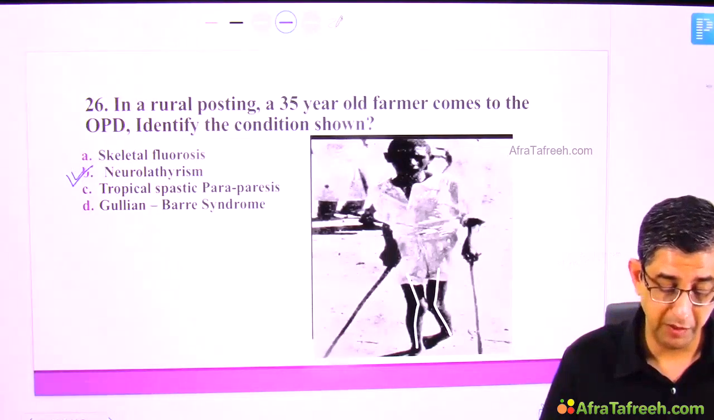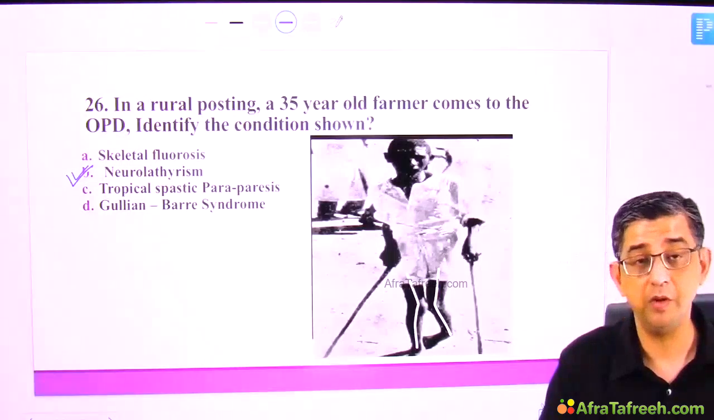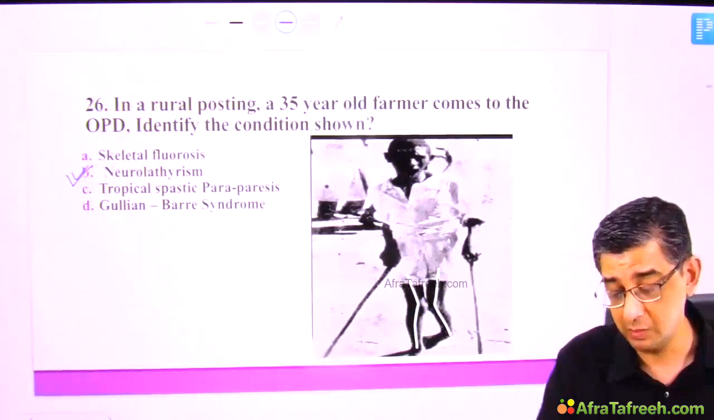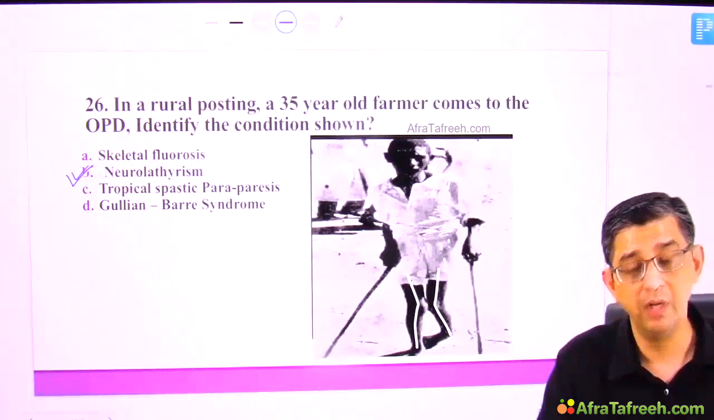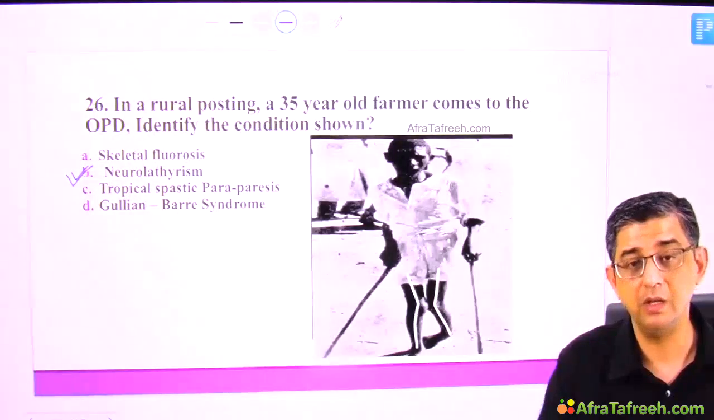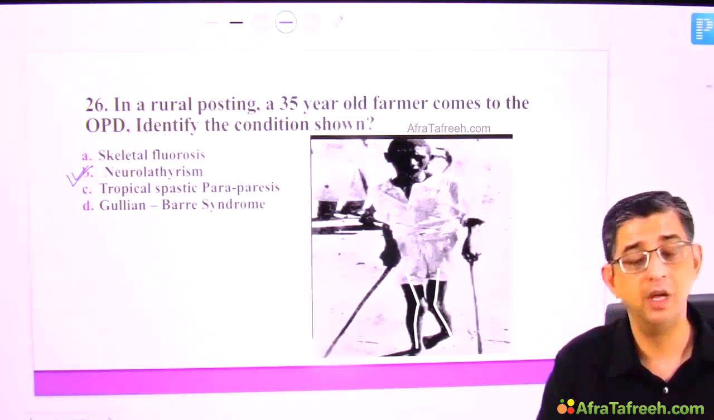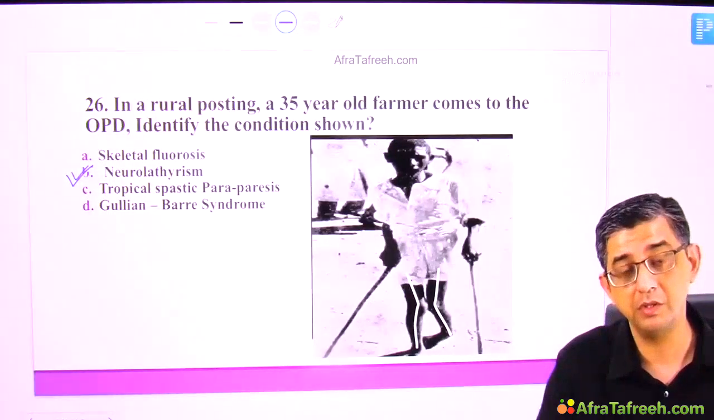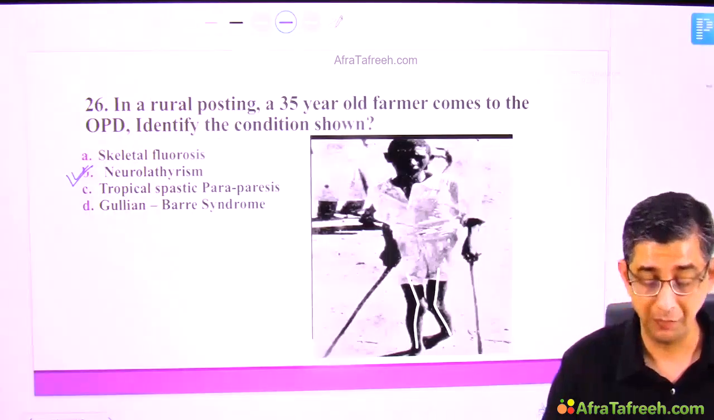Skeletal fluorosis, if I had to give it as an answer, would again have deformities, and you must always have an image showing mottling of the teeth, because in this case mottling of teeth information is not given, so it is unlikely to be answered as skeletal fluorosis. And anyway, the classical one stick stage, two stick stage, and then a crawler stage is a feature that can be encountered with neurolathyrism.